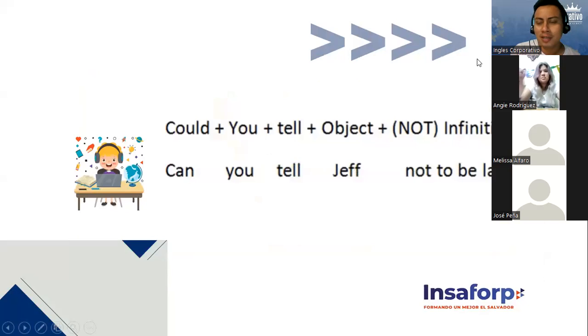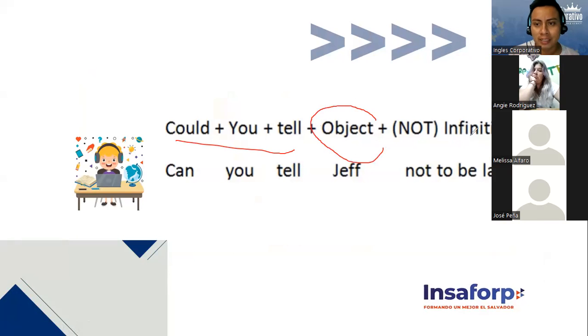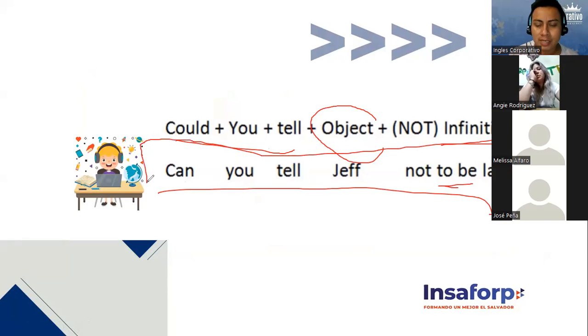Let's see. Well, this is what we have said. And then just listen to me. And if you have any question, interrupt me at any time. So once again, we have this formula. Could you tell him? Could you tell anybody the object, right? And then not, and then the infinitive is when we add the to to the verb, right? This is the one we have said already. Could you tell Jeff? Could you tell Angie? Could you tell Melissa? Could you tell Jose not to go, not to smoke, not to play, not to do that, et cetera, right? So that would be the formula.